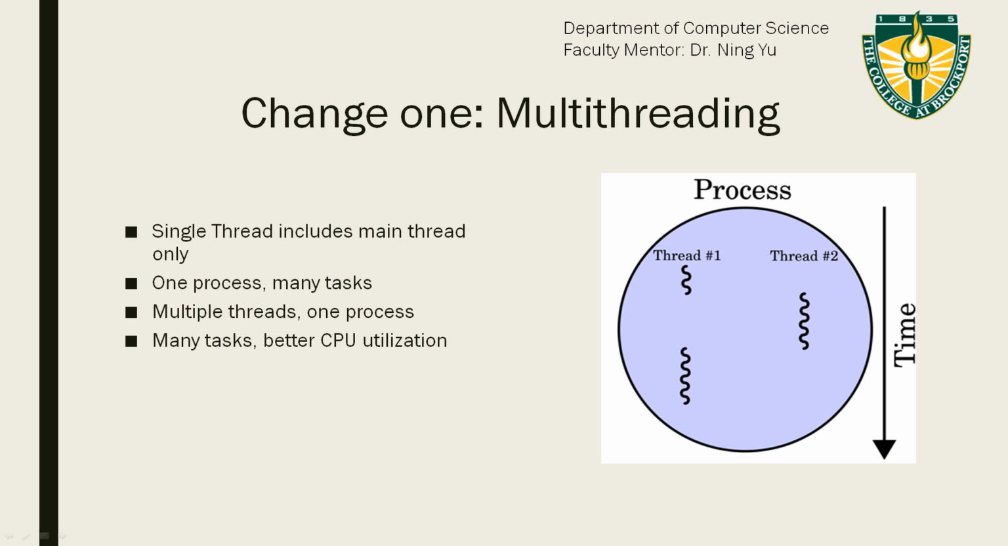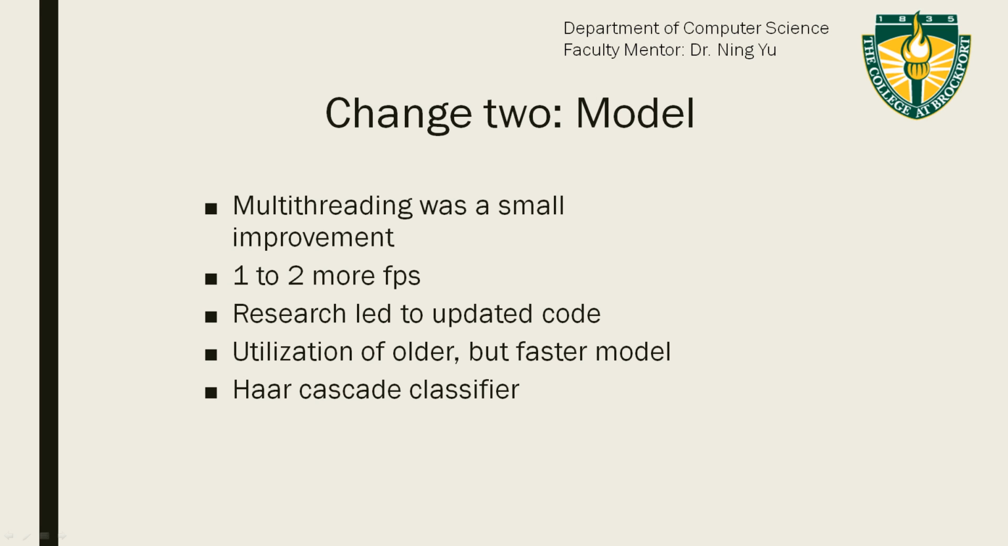But if you have multi-threading, you can separate that task into what's called multiple threads. And each of these threads shares the same memory or resources as the given process or the main thread. And this was what we wanted to do. We wanted to incorporate multi-threading into the Raspberry Pi to increase this speed and increase CPU utilization of the Raspberry Pi. This was really a relatively small improvement.